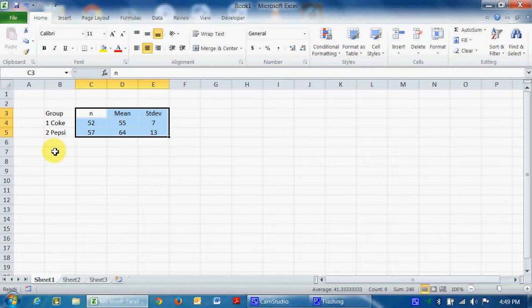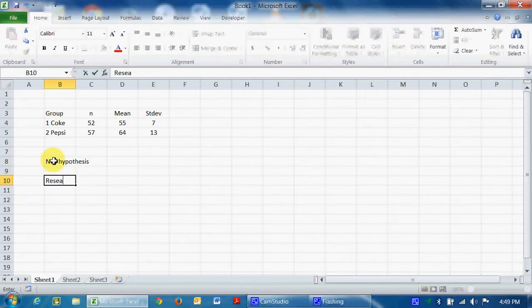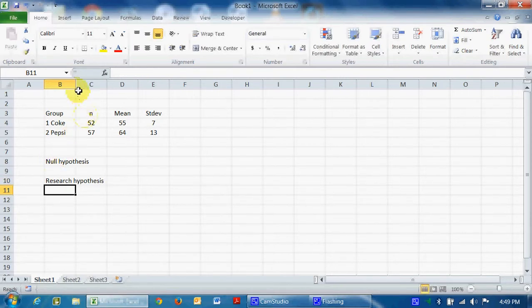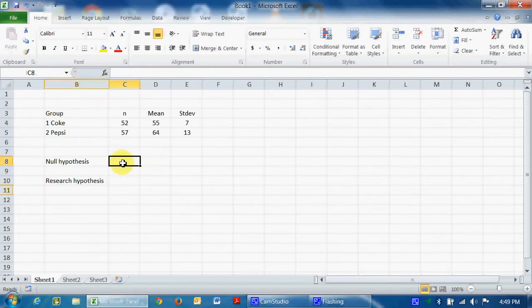And we're going to go ahead and set up our null hypothesis. And what do they have? That's in cell B8. All right, I'm in the right spot. So we're going to have the null hypothesis. And then right below that, we're going to have the research hypothesis. Okay, let's go ahead and adjust the column width for that. And let's go ahead and type it in.